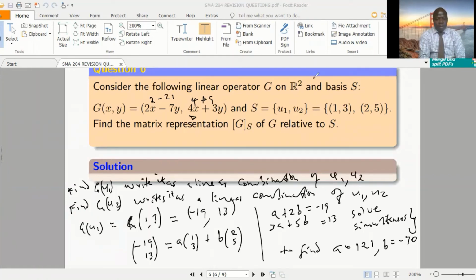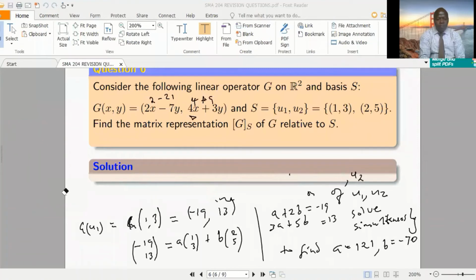So that means that G of U1 can be written as a linear combination of U1 and U2. So, let's write it. G of U1, therefore, can be written as a linear combination of U1 and U2 as 121 U1 minus 70 U2. And I want to call this equation 1.